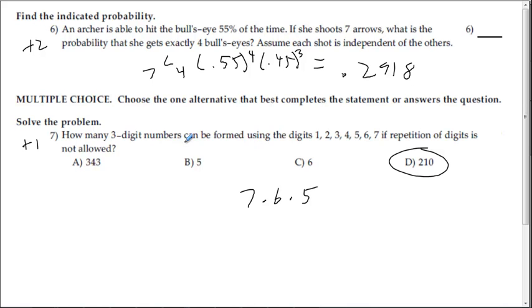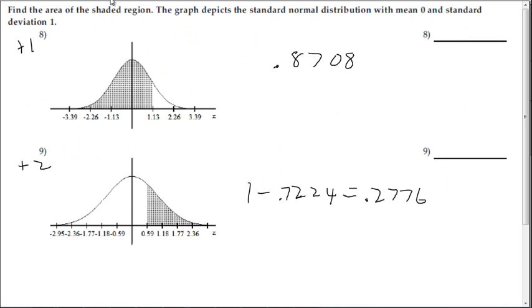And 7, how many 3-digit numbers can be formed using these digits? Well, the first digit, there's 7 that can be used. And no repetition of digits, so the first blank is 7, the second one is 6, the third one is 5. So if you take 7 times 6 times 5 times 4 times 3 times 2 times 1, you get 210. So that's where that comes from. Oh, I'm sorry, just 7 times 6 times 5, because it's only a 3-digit number. So that's how you get 210. Sorry about that.